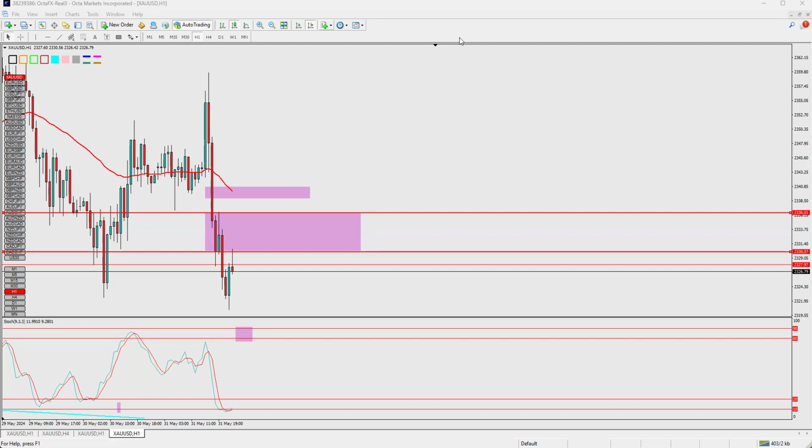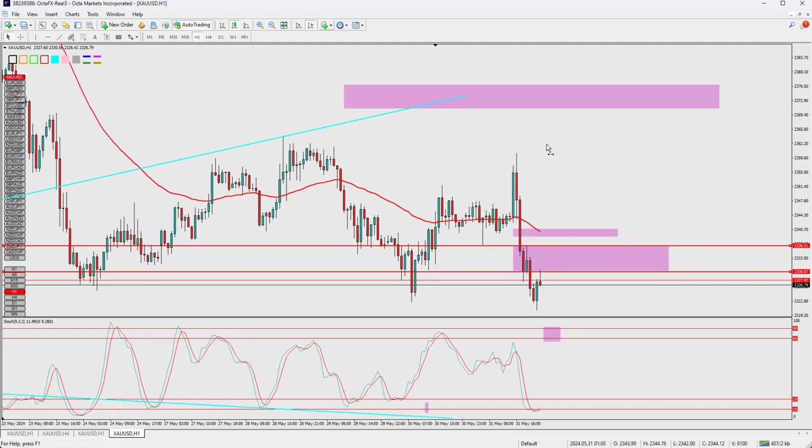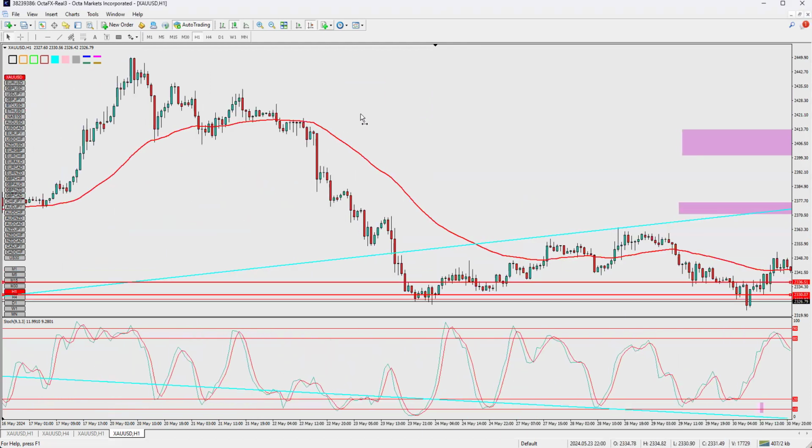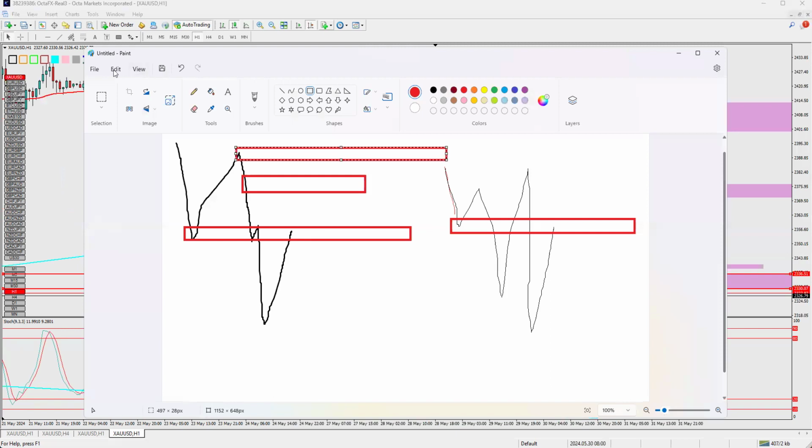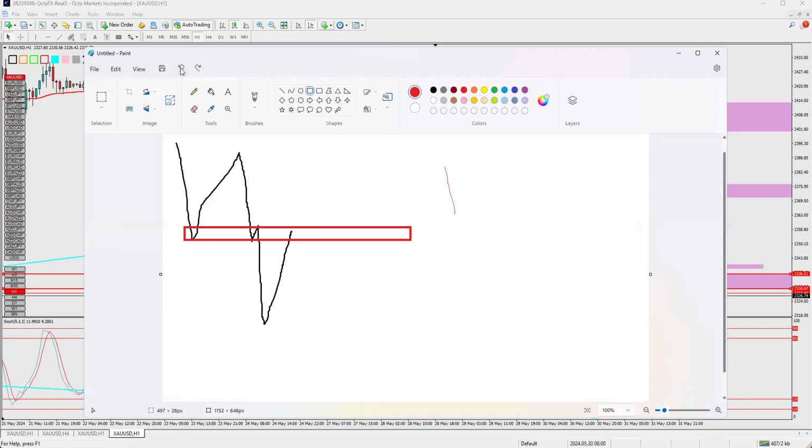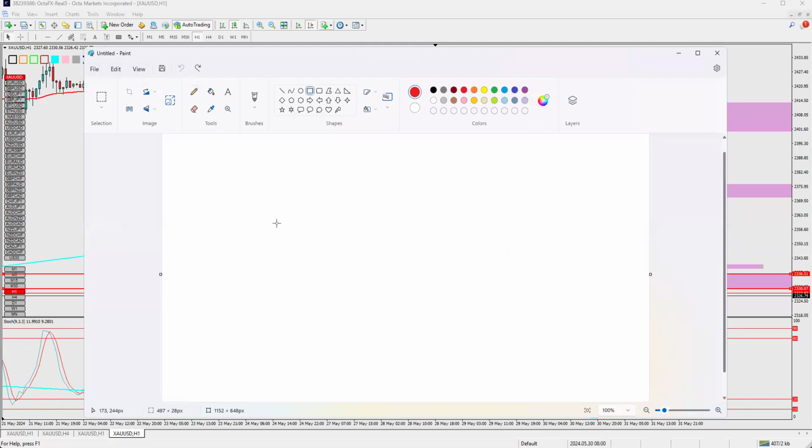What's the difference between fair value gap and change of character? I don't understand. Okay, Pascal, you're asking about change of character and fair value gap. Let me show you. Let me use this one. Can you see my screen? The paint screen, yes.